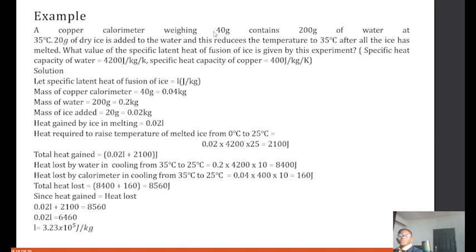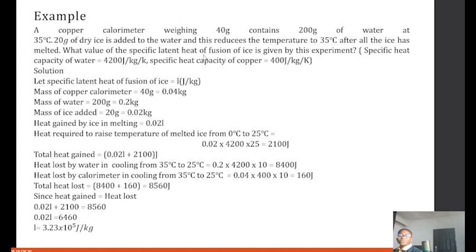But what will happen to the water itself? The water is going to lose heat, because the temperature was 35. When you add ice to water that is at 35, the temperature will drop. So a copper calorimeter weighing 40 grams, they now added 200 grams of water to it at 35, then 20 grams of ice is added to the water. And this reduces the temperature to 35 degrees Celsius after all the ice has melted.